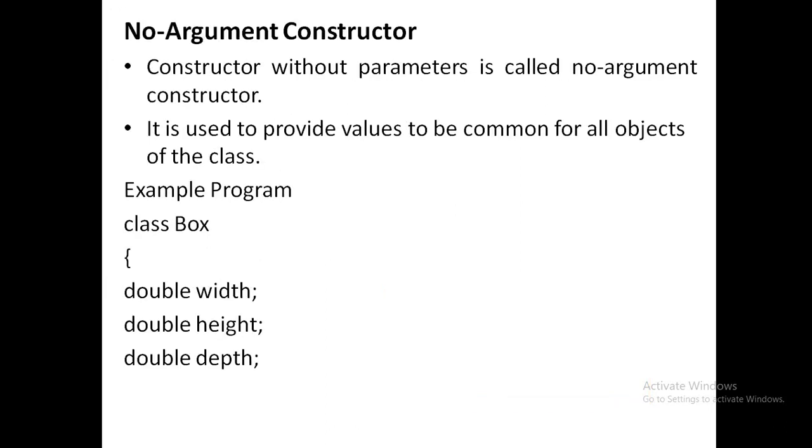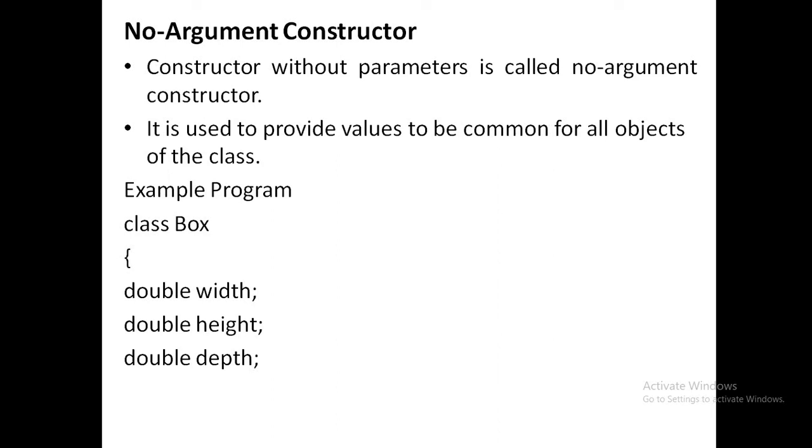No argument constructor. A constructor without parameters is called a no argument constructor. It is used to provide values that are common for all objects of the class. So if more objects are present, they will also be provided with similar values for their variables.